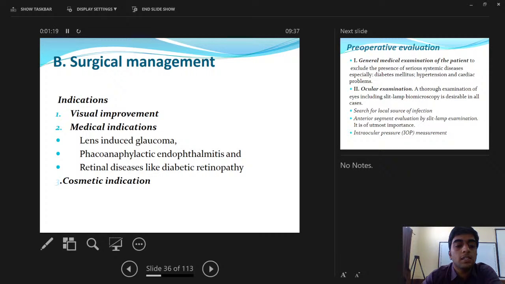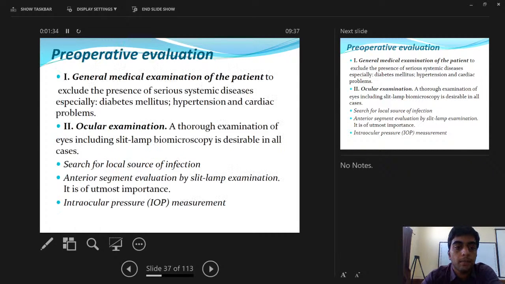And certain retinal diseases, like diabetic retinopathy, where cataract is removed so that application of laser will be a bit easier for the surgeon. That's why in diseases like diabetic retinopathy, cataract surgery is advised, and sometimes there is a cosmetic indication.